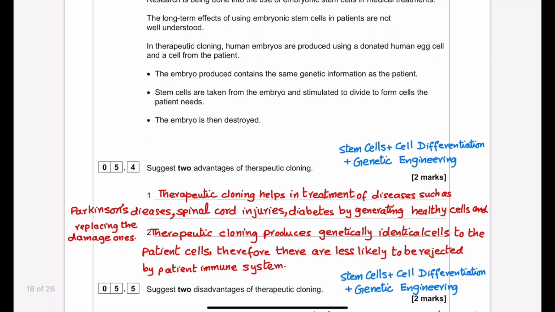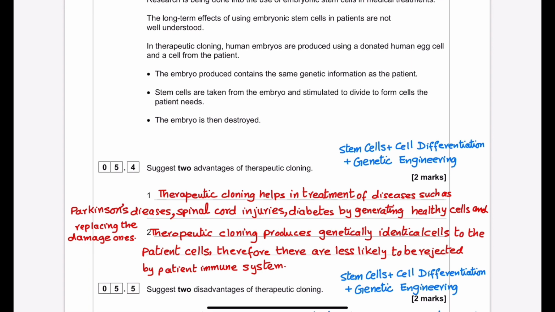The last part of this question, 5.5, asks to suggest two disadvantages of therapeutic cloning. We have to give the disadvantages. We see our model answer. First of all, that is destroying an embryo. Therapeutic cloning involves the destruction of the human embryo to obtain the stem cells, which can raise a lot of ethical concerns for many people.